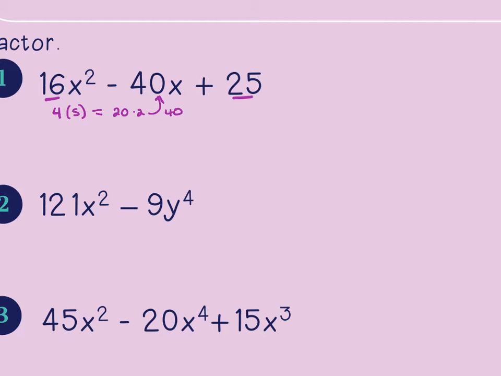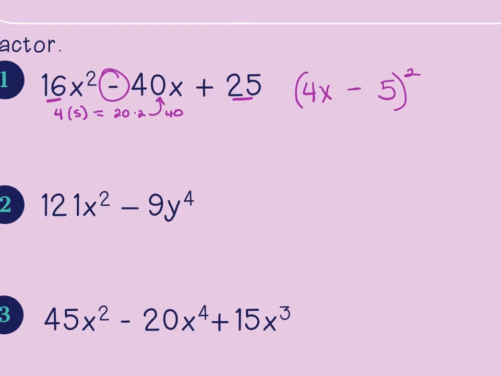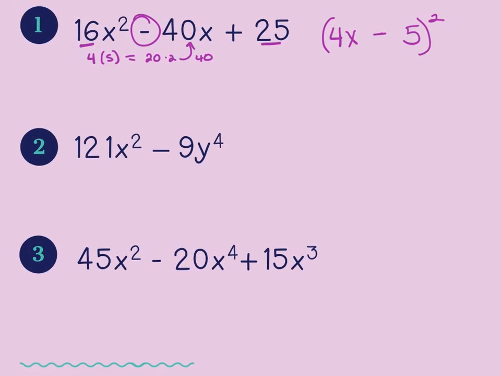To factor it, we square root the first term, which would be 4x. We square root the last term, which would be 5. Take the sign from the middle, which is minus, put it in the parentheses, and square it. Questions on that one? No. Okay.